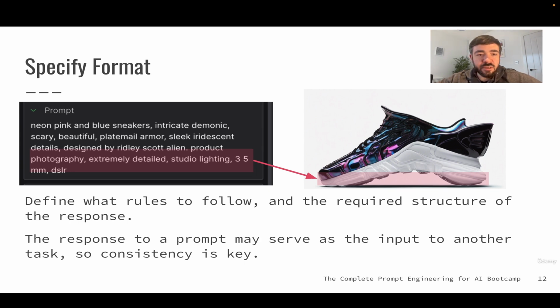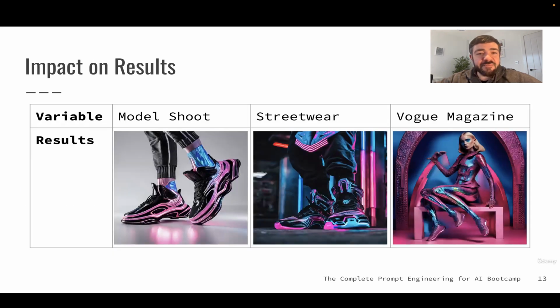Okay, let's look at the impact on results. Product photography is not the only thing we could do here. There's different types of product photography. So in this case, if we made it more of a model shoot, we wanted someone actually wearing it, we could achieve that. If we wanted streetwear, that's a different vibe entirely. And you can see how it changes the style of the shoe as well alongside the format. So it takes some testing to get what you want in terms of your vision. And then the final one here is like Vogue magazine.